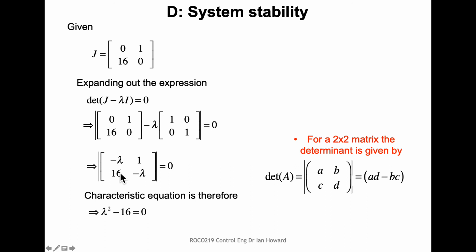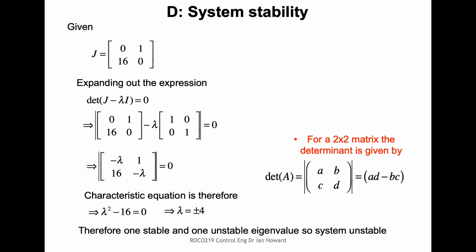So the characteristic equation is going to be lambda squared minus 16 equals 0. So we can see that lambda squared equals 16. So what's the square root of 16? It's going to be 4. In fact, it's going to be plus and minus 4. So we've got lambda equals 4 and lambda equals minus 4. So we've got one stable and one unstable eigenvalue. Therefore, we've got this positive value in there, so the system is unstable.